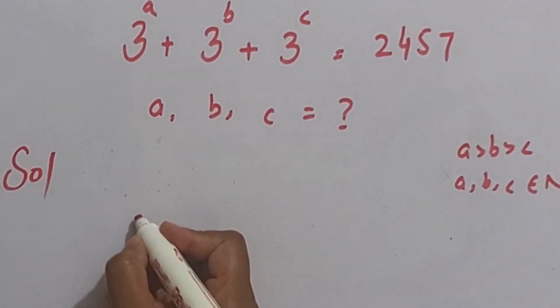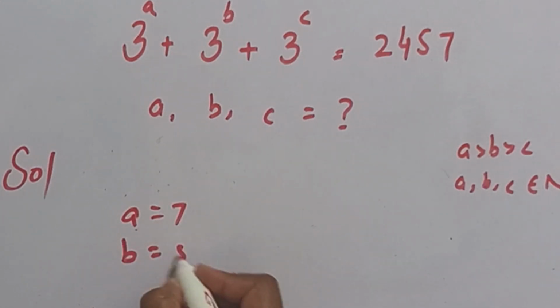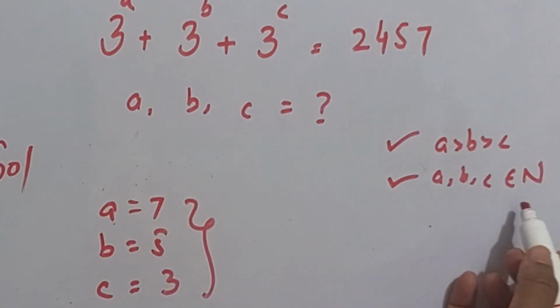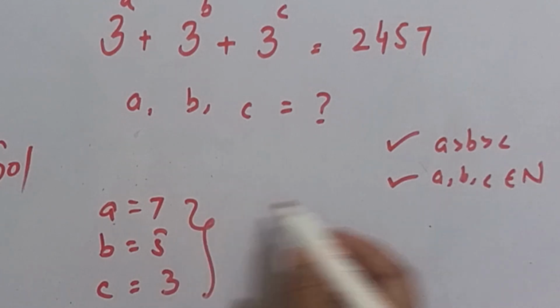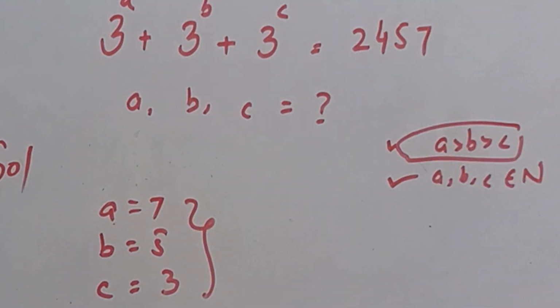This is the value of a. So in our question, a is equal to 7, b is equal to 5, and c is equal to 3. The values of a, b, and c belong to natural numbers, and also we satisfy our second condition. So we have done.